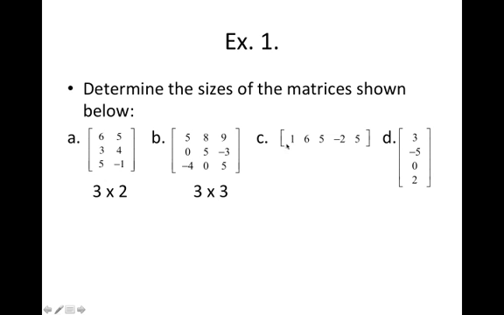Now the next two get kind of weird because they either have 1 row or 1 column. So let's look. C has 1 row, and in that it's got 1, 2, 3, 4, 5 columns. So it's 1 by 5. And then D has 1, 2, 3, 4 rows, all in 1 column. So it's a 4 by 1.